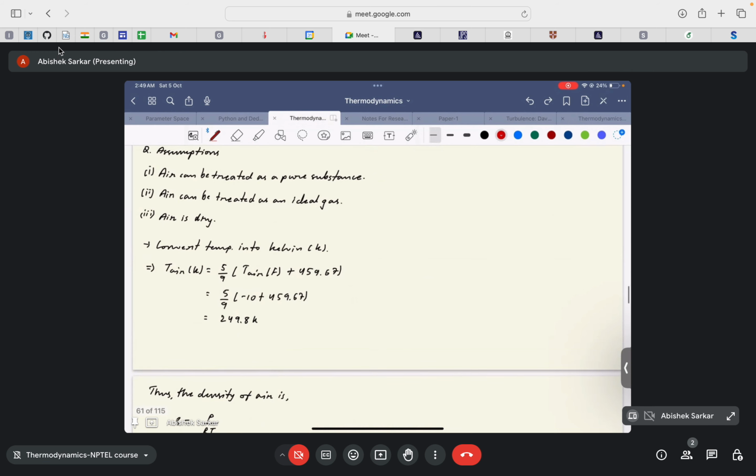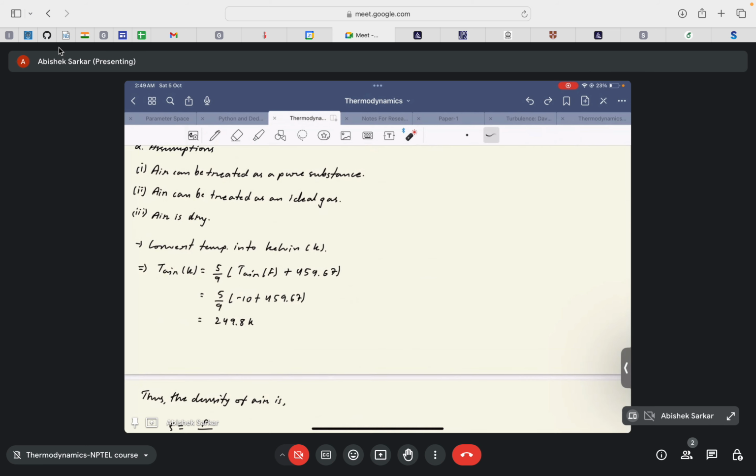The only key thing that is challenging in this case is to find the conversion of temperature between Fahrenheit and Kelvin. So this is the formula that is used to find out the temperature in terms of Kelvin when the temperature is given in terms of Fahrenheit. Temperature of air in Kelvin would be 5 by 9 into the temperature of air in Fahrenheit plus 459.67. Once you do that, you find that the temperature of air on the Kelvin scale is 249.8 Kelvin. We can take it as 249 Kelvin.